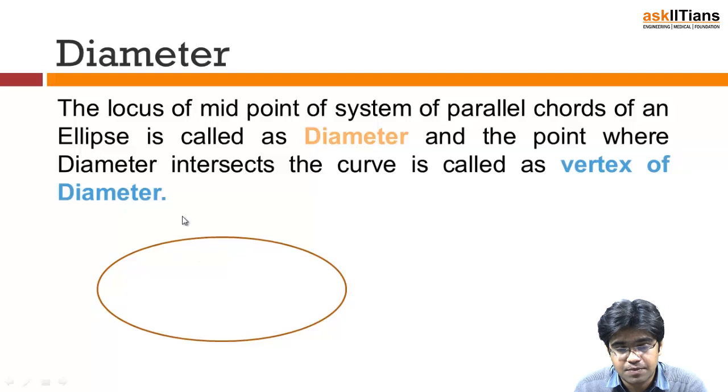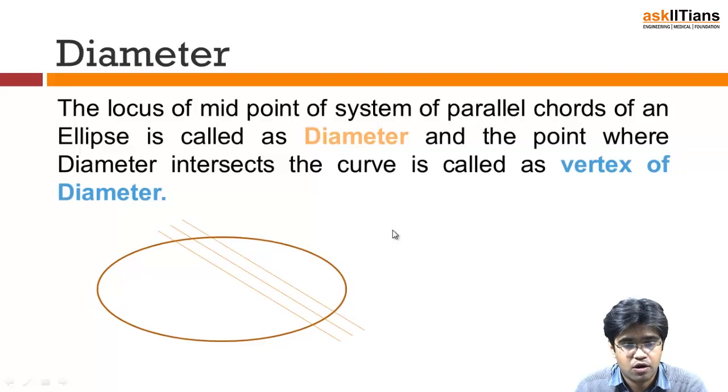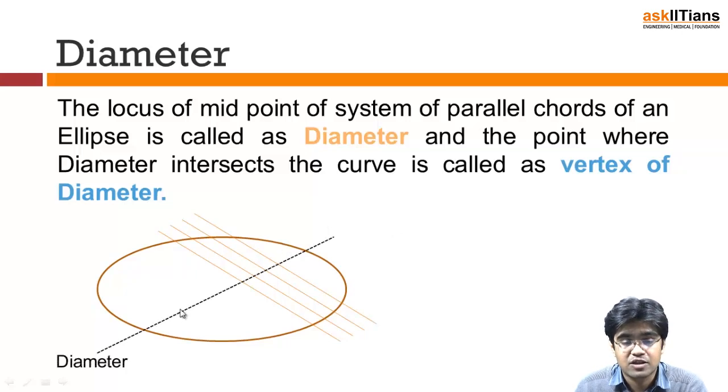Suppose that this is our ellipse. Now system of parallel chords. Let's say this is one of the chords, this is the other chord which is parallel, similarly another parallel chord. So if these are the parallel chords and if I join their midpoints, I'll get a line like this, which is the diameter. It is passing through the midpoints of all these chords, and these 2 points, point number 1 and point number 2, are called the vertex of diameter.